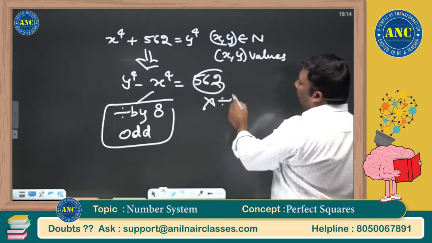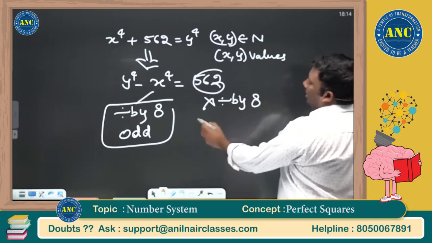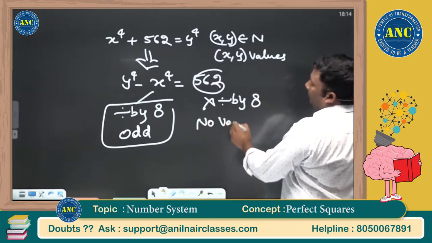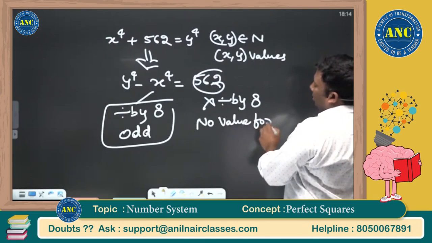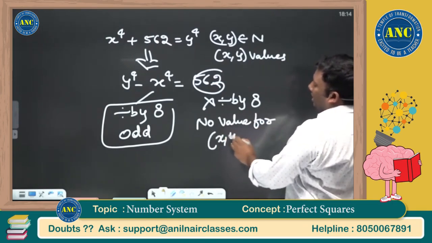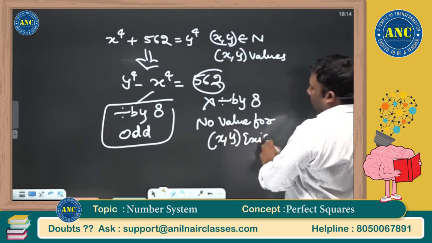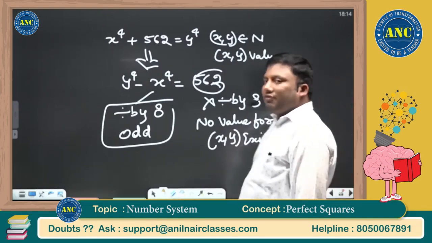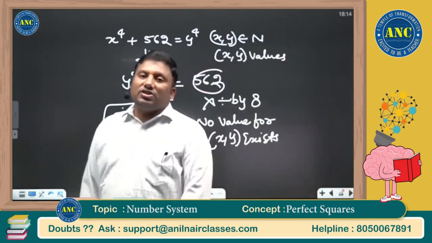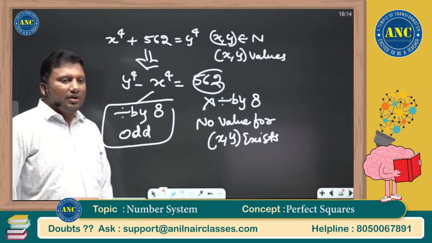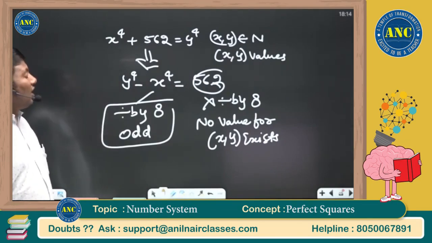562 is not divisible by 8. The answer is no value for x, y exists which satisfies this equation. I hope the answer logic is clear.